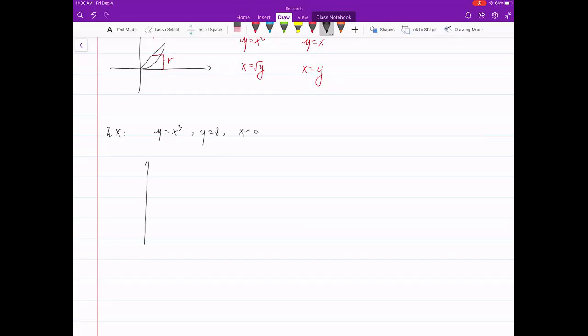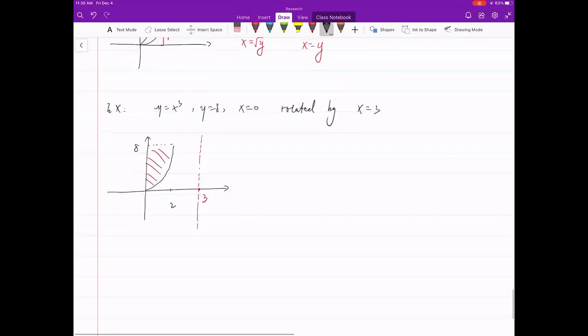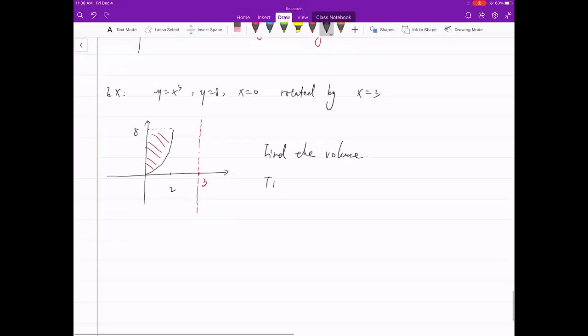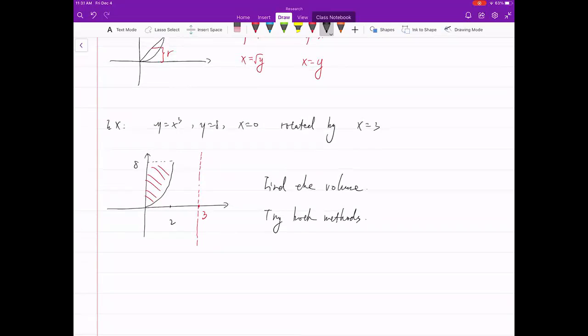Take this region. Okay, rotate it about x equals 3, so this. Find the volume. And for this one, you try both methods. You try the washer, you try the cylindrical shell, so you can see the difference. Okay, take your time, give it a try.